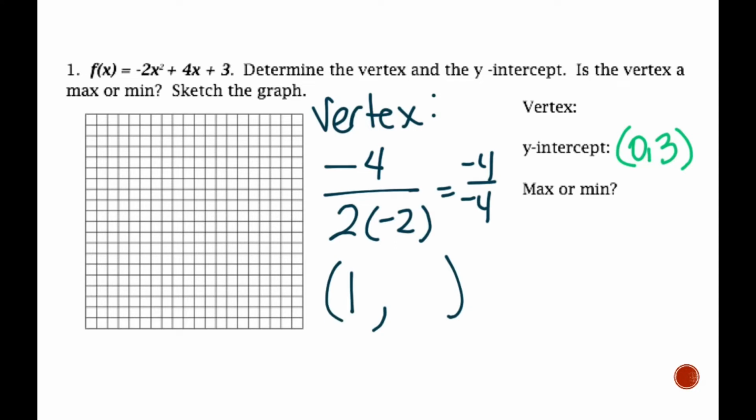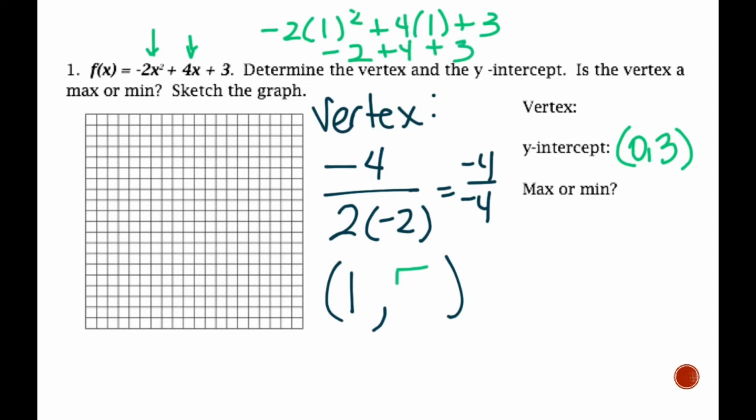So how do I find out what the something is? Well, I take 1 and I plug it in for x. So it's going to be -2 times 1 squared plus 4 times 1 plus 3. So that's going to be -2 plus 4, which is 2, plus 3, which is 5. So 1, 5 will be my vertex.